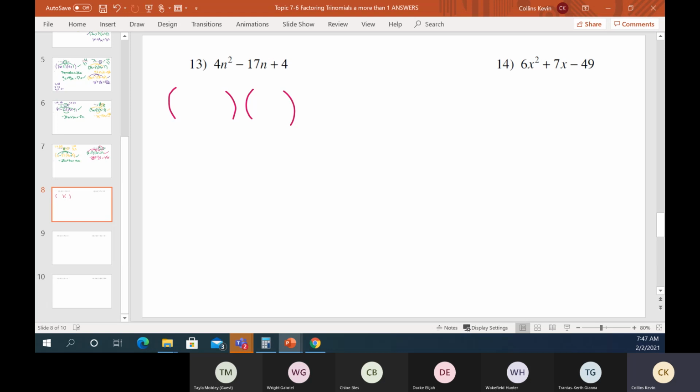We're using the 1 and the 4, or the 2 and the 2? Yeah, we're going to stick with that 1 and 4, right? And again, the order doesn't matter. I can put the 4 in here and the n here. Okay, cool.